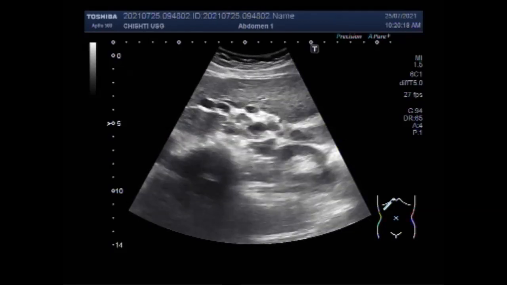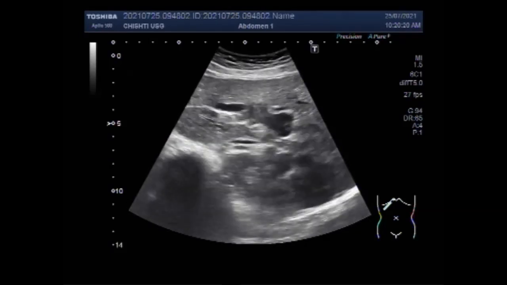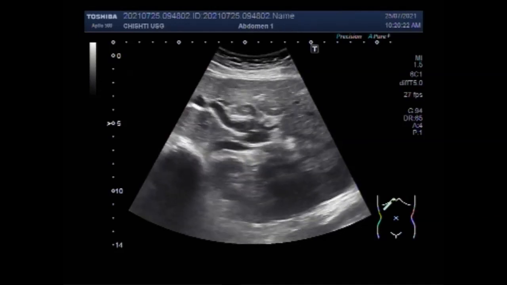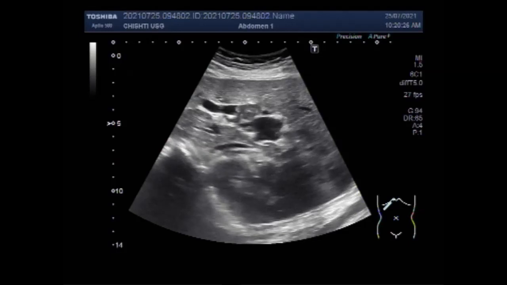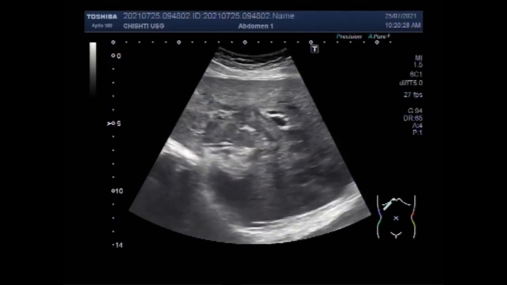Now you can see the bile ducts are dilated and two stones are seen in the intrahepatic portion of the bile duct.